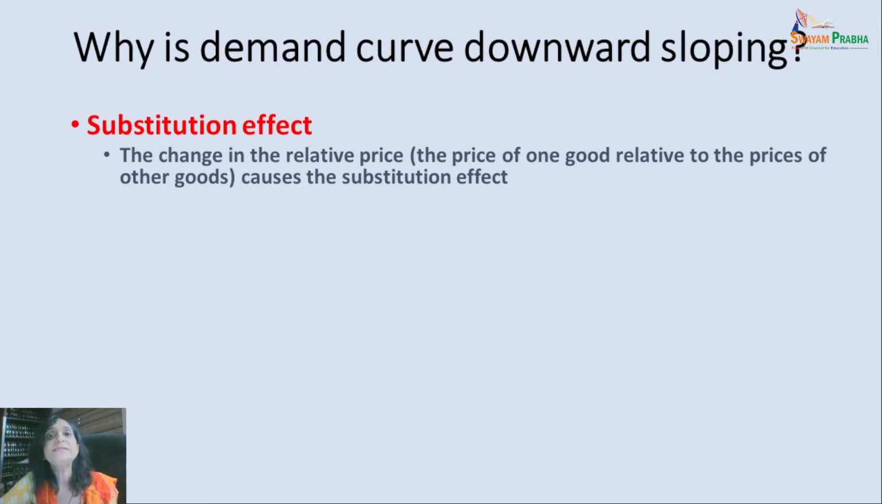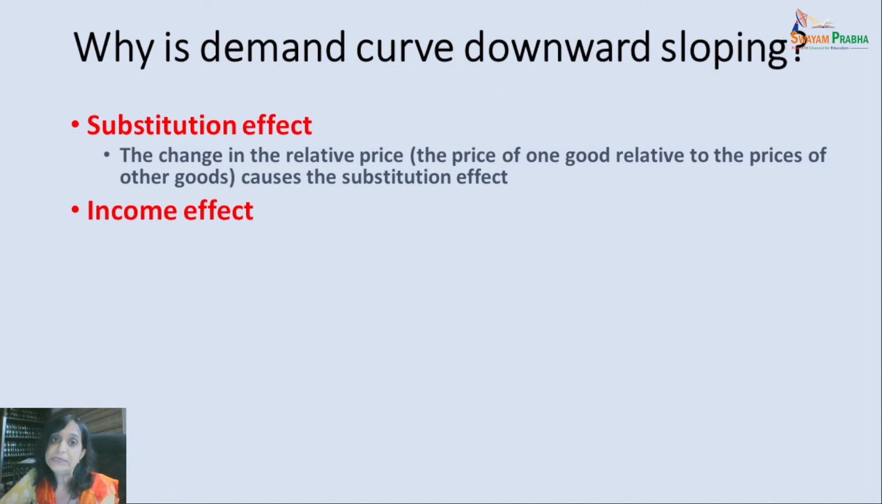Why has it increased? Because relatively the price of this product has changed compared to the price of the other product. It has become cheaper, so the demand for it has increased because people will shift from the other product to this particular product. So the price decreases. Because of the substitution effect, demand for this product increases.